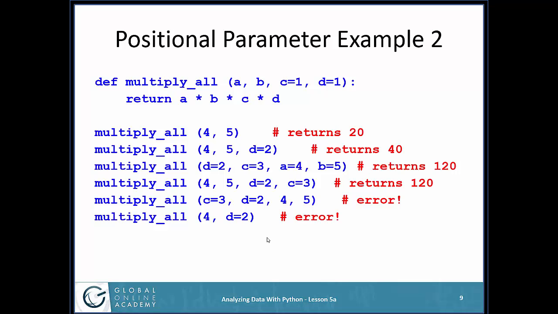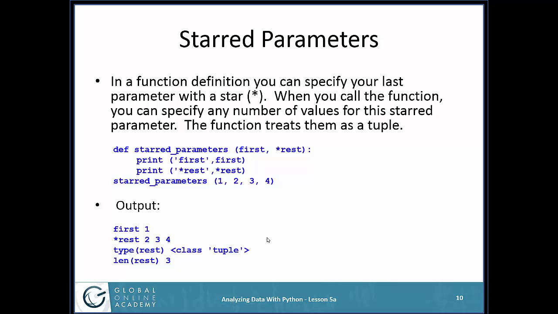Now, what else can we do with functions? We can put in what's called a starred parameter. In a function definition, you can specify your last parameter with a star for a prefix, the asterisk. When you call the function, you specify any number of values for this starred parameter. The function treats them as a tuple. Remember those from our previous lessons? A tuple is a list that's immutable. A bunch of values that are in a sequence, but you can't change them.